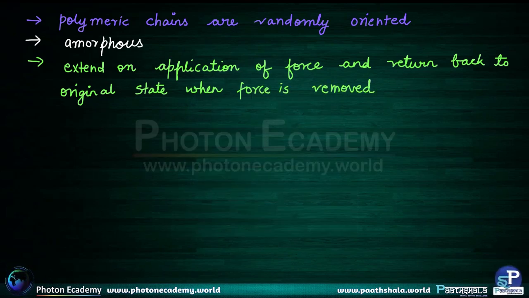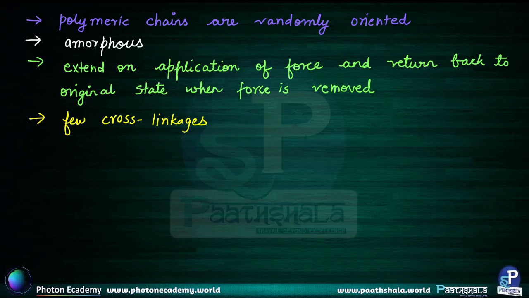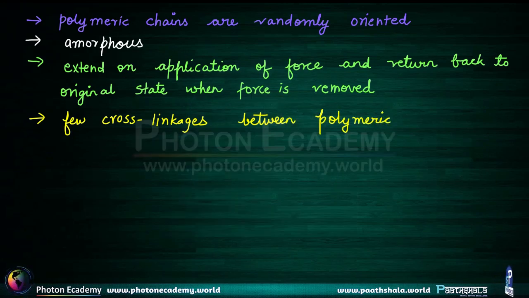Next, another property that they possess is that there are a few cross linkages between them. As we have already seen, these cross linkages are very important so that they can come back to the original state, and these are the ones that are contributing to that. So, few cross linkages between polymeric chains. Another important property.